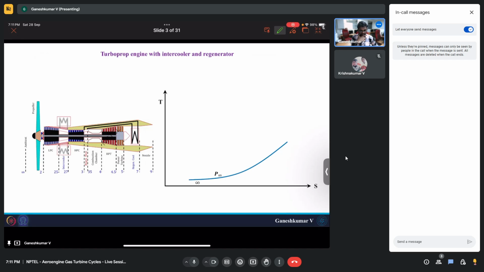How will you draw the TS diagram? There is a P infinity constant pressure line, or isobaric line, and from there the air gets compressed to P02 due to the inlet, so diffuser action. From P02 it gets compressed to P025, which is due to the low pressure compressor. Then there is an intercooling section, so the temperature drops a bit, from 205 to 207, and you also see a small drop in pressure because the intercooler and regenerator come with some pressure losses. During this process there is some Q you are extracting, but it is going to the ambient, so that is the difference.